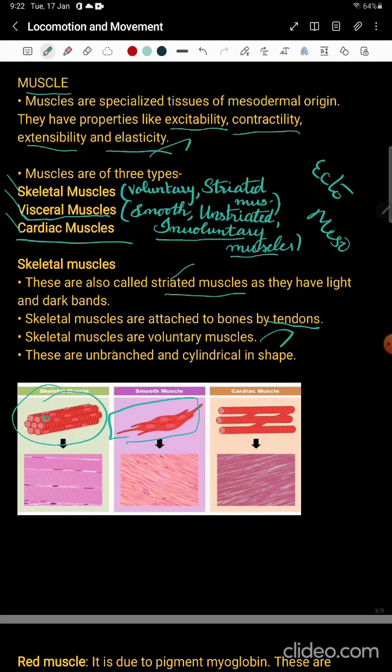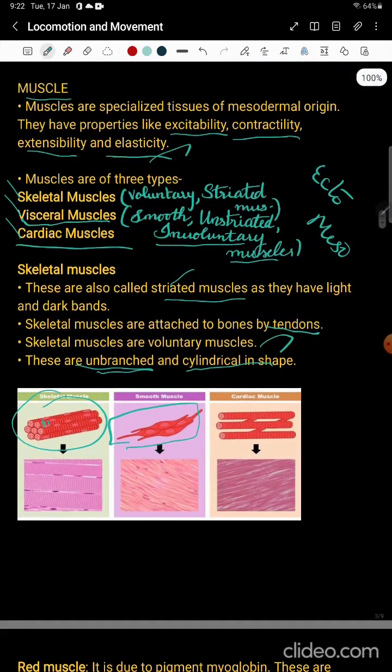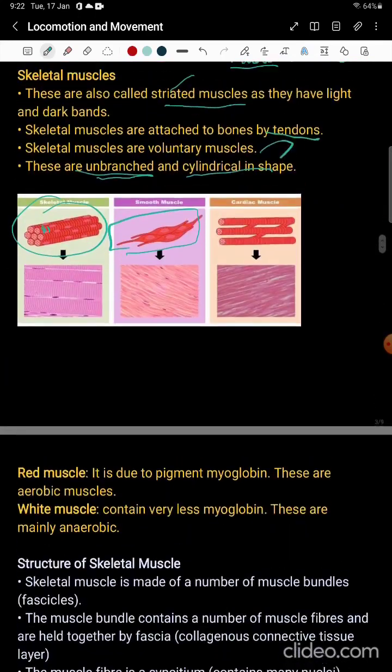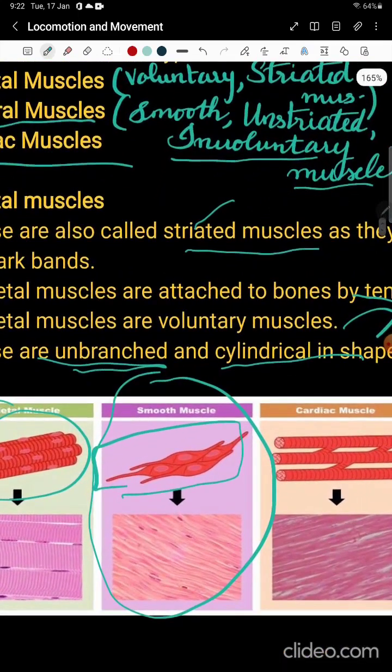These are unbranched and cylindrical in shape. See here, they are just cylindrical in shape. So these are the skeletal muscles. The next one is the smooth muscle. Now what is the smooth muscle? In smooth muscle, there won't be any light and dark bands present. Understood?